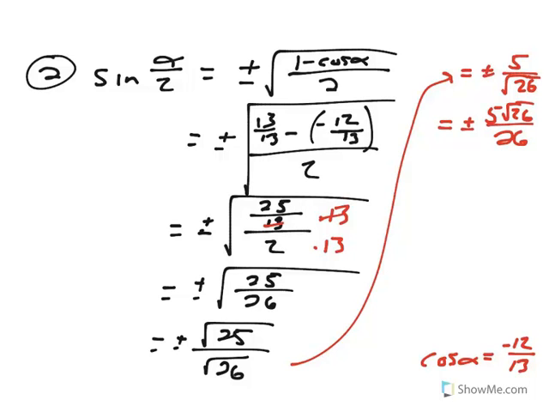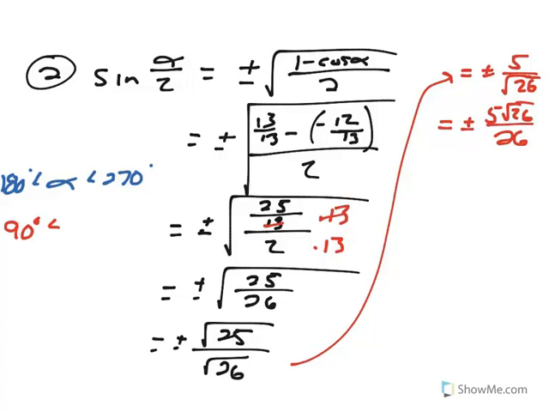Now, the last thing we have to decide is, is this answer positive or is it negative? Because right now we have plus or minus. It can't be both. So since we're told that the original angle, alpha, from the directions is in the third quadrant, that means that alpha has to be bigger than 180, but less than 270 degrees. If you divide each of those three things by 2, you get 90 degrees is less than alpha divided by 2, which is less than 135 degrees.